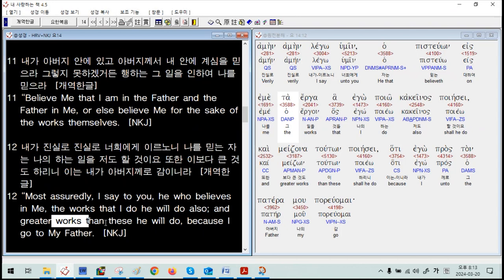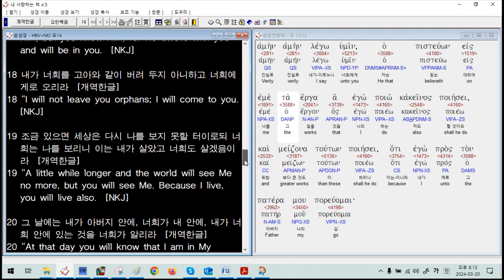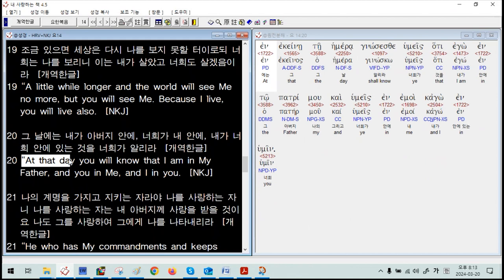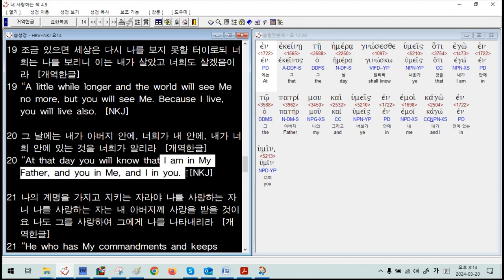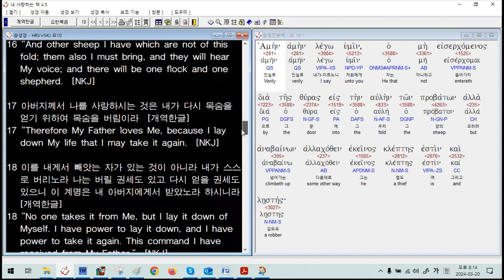That's why, coming down to verse 20, in that day, in the seventh day, my seventh day, okay? When I become a perfect man, seventh day, you will know that I am in my Father, you in me, I in you. We are in the bosom of the Father. Father's work becomes the Son's work. Son's work becomes my work. Then I am the one who has stared God, because I become the word of God. I am God. John chapter 10, verse 34.